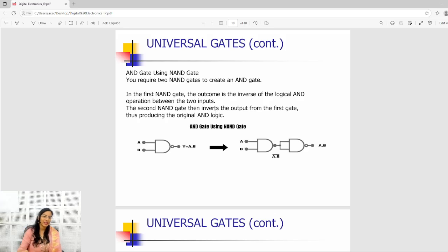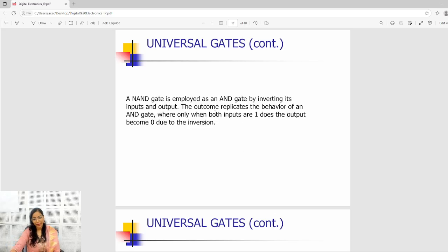So with two NAND gates, the second NAND gate will invert the output of the first NAND gate, thus producing the original AND logic. A NAND gate is employed as a NOT gate by inverting its input and output. The outcome replicates the behavior of an AND gate, and only when both inputs are 1 does the output become 1. Without the second inversion, the output would be 0, which is what we discussed in the previous slides and saw in the form of the gate diagram, the logic symbol, and the truth table.